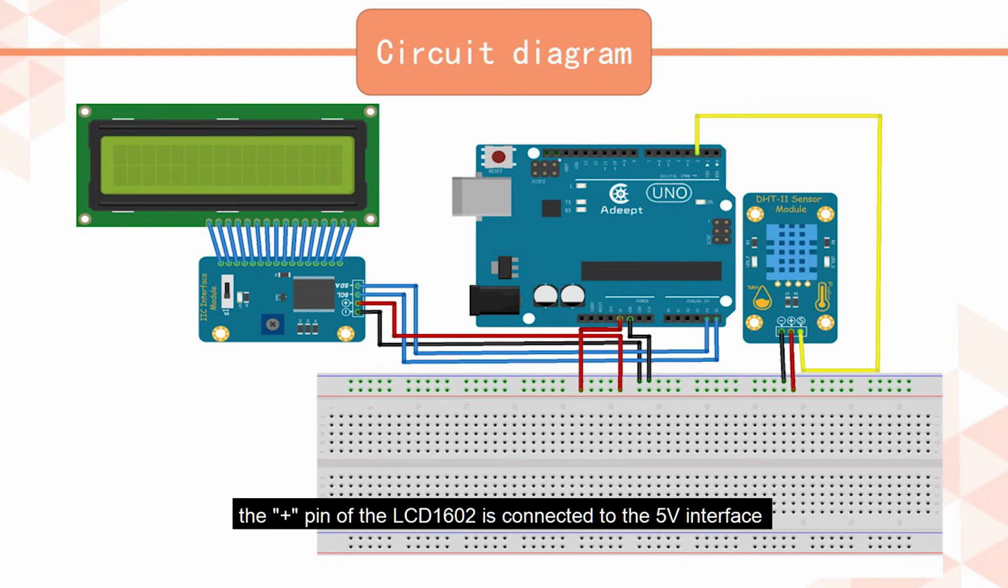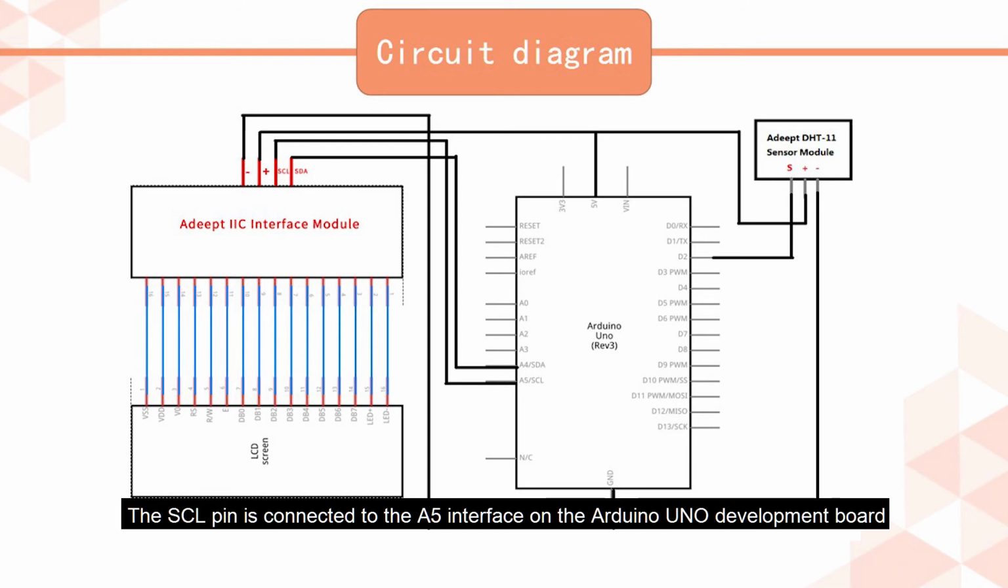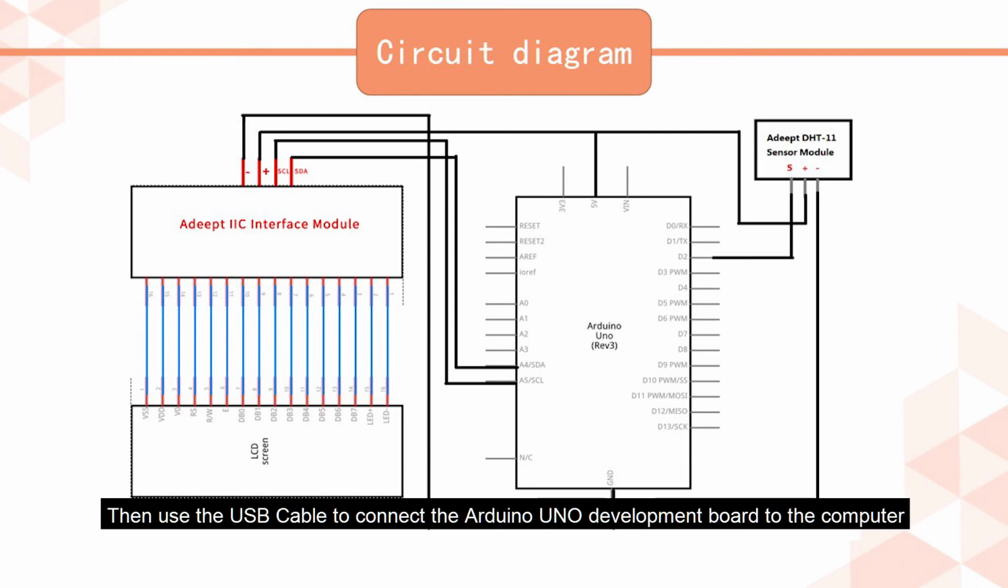The positive pin of the LCD1602 is connected to the 5-volt interface on the Arduino UNO development board, and the negative pin is connected to the GND interface. The SCL pin is connected to the A5 interface on the Arduino UNO development board, and the SDA pin is connected to the A4 interface. Then use the USB cable to connect the Arduino UNO development board to the computer.